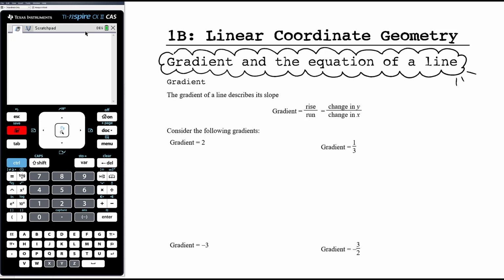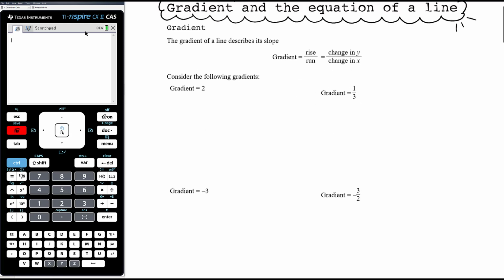So in this video we're going to be focused on the gradient of a straight line, and also the equation of a line. There's a combination of different ideas throughout this particular video. So first of all, gradient. The gradient of a line describes its slope. Okay, and gradient is rise over run. It's the change in the y value compared to the change in the x value. That's what we're looking at when we're looking at slope.